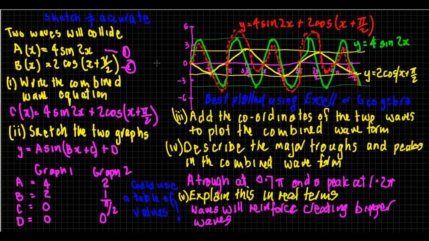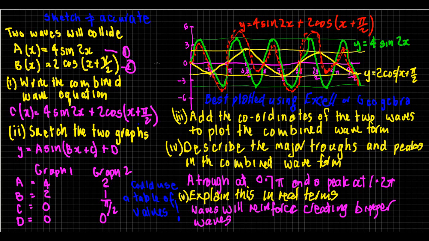Now, the fourth thing we need to do is describe the major troughs and peaks in the combined waveform. A trough will occur when you draw these very accurately, either using Excel or possibly GeoGebra, at 0.7π in this case, and a peak at 1.2π. Explaining what this means in real terms, the waves will reinforce and create a bigger wave. So that is what the diagram shows.